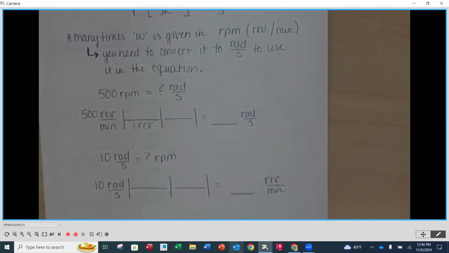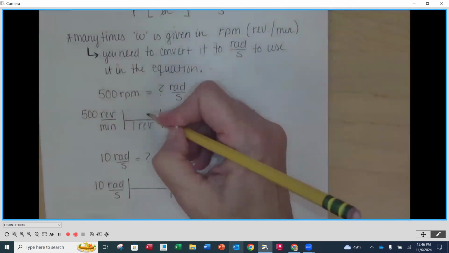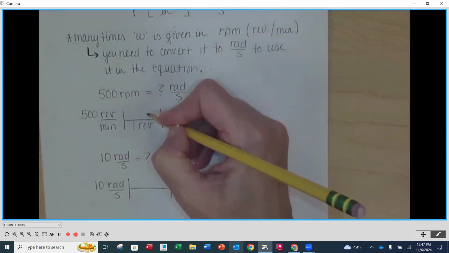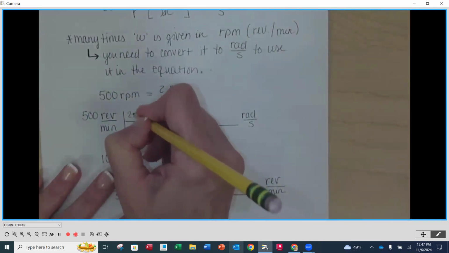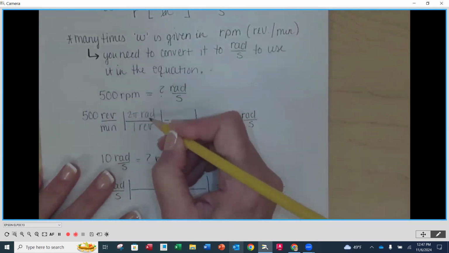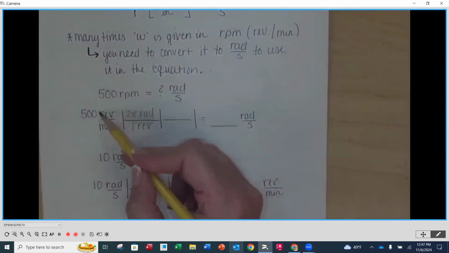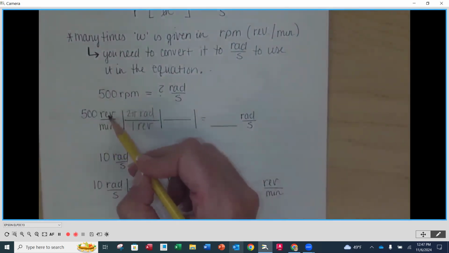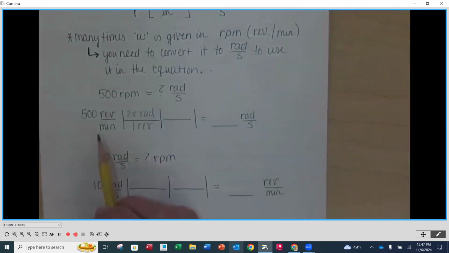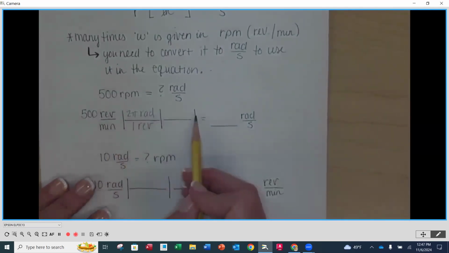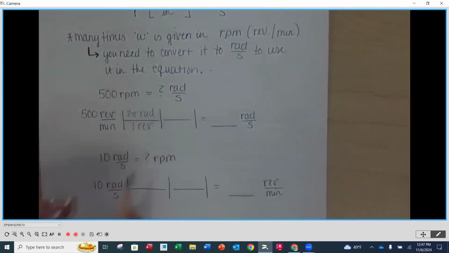In the top, directly above it, I'm going to put how many radians are in 1 revolution. There are 2 pi radians in 1 revolution. There's the conversion, top and bottom, the ratio that I created. And the position of the revolutions and the radians are dependent on the units directly in front of it. So if revolutions are in the top here, they're in the bottom here, because I am going to multiply across the top and divide by the bottom. So I want my revolutions to cancel out, so I end up with radians.